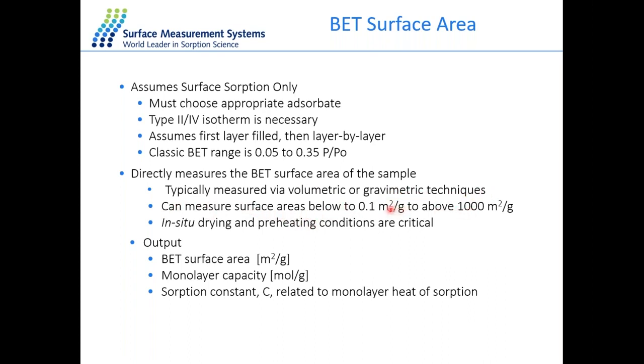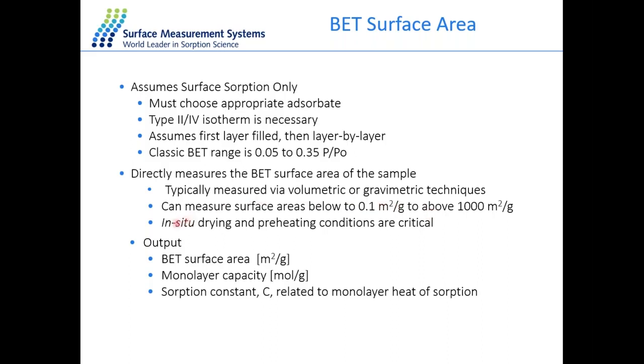This is just a general range. You certainly can get surface areas below 0.1 and well above 1,000, but it's just to show you a range of values of most materials of what they may be. So certainly 0.01 up to several thousand meters squared per gram.